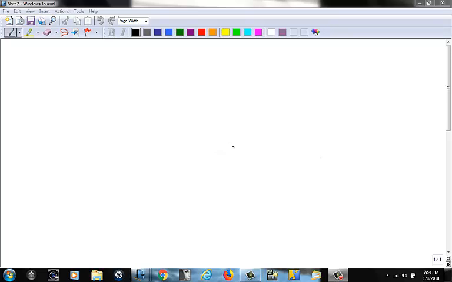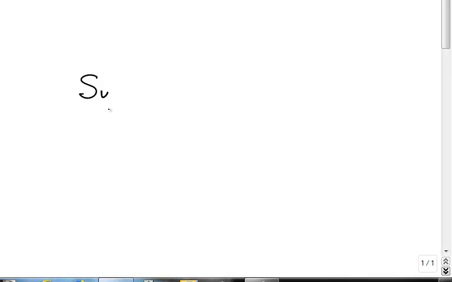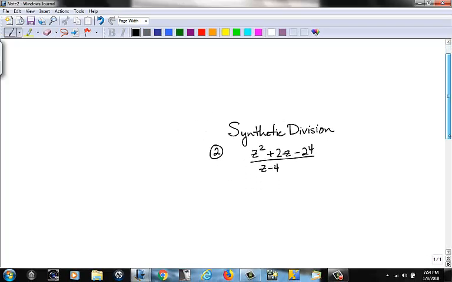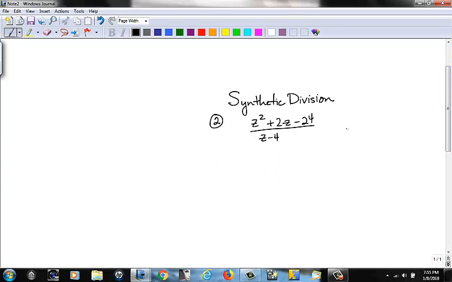So, synthetic division. We're going to go all the way back to problem 2 that we did earlier by long division, and that problem was z squared plus 2z minus 24 divided by z minus 4. On synthetic division, it's actually a shortcut, and it's in descending order.